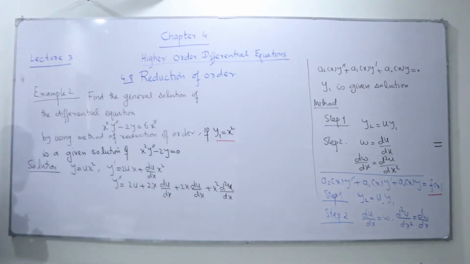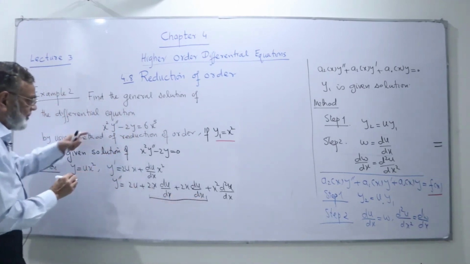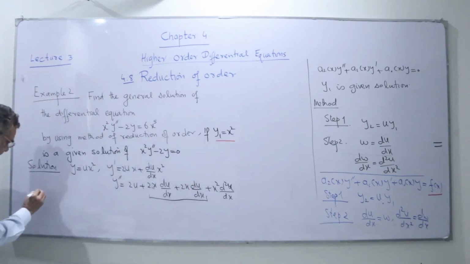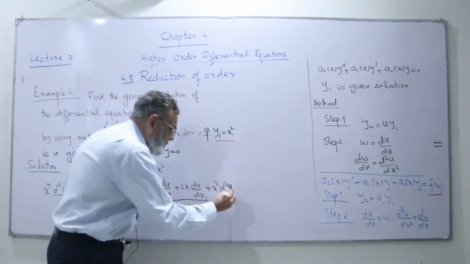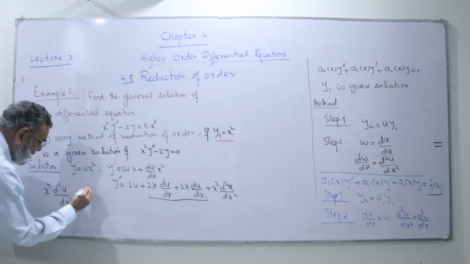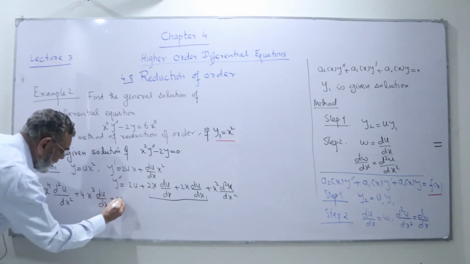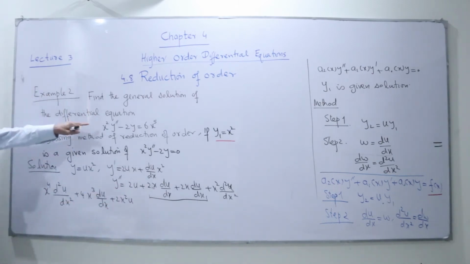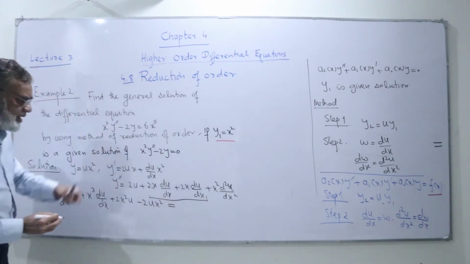I substitute in my differential equation. I multiply y double dash by x squared, and combine the terms. We get x to the power 4 d2u by dx squared, then 4x cubed du by dx, then plus 2x squared u. Then the term minus 3y, that is minus 3u x squared, is equal to the right hand side. My right hand side is 6x to the power 4.